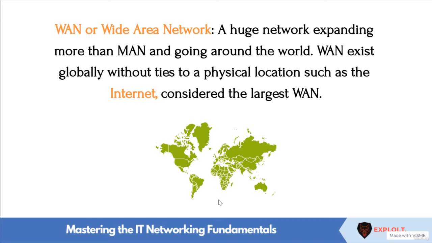The internet itself is considered a WAN, and the typical range of a WAN is around 100,000 kilometers or even more. So in the case of LAN, it was 100 to 1000 meters. In the case of MAN, Metropolitan, it was 5 to 50 kilometers. And in the case of WAN, the largest network, it is 100,000 kilometers plus more. So anything beyond 100,000 kilometers and more is considered a WAN.